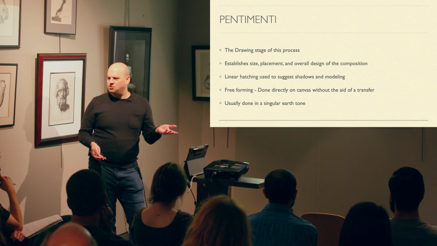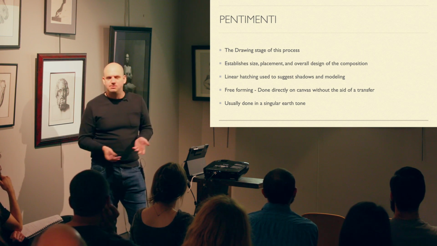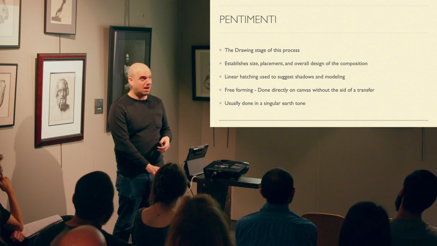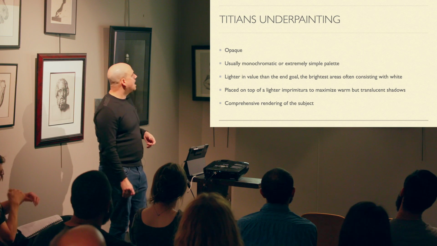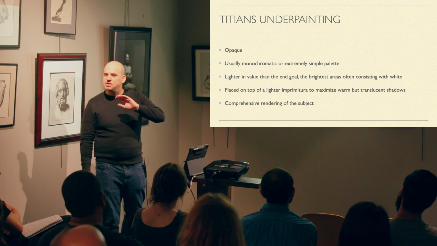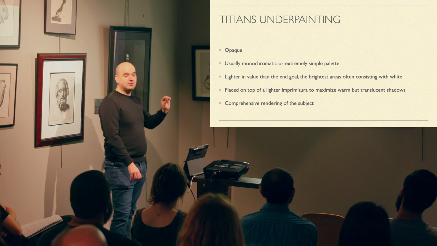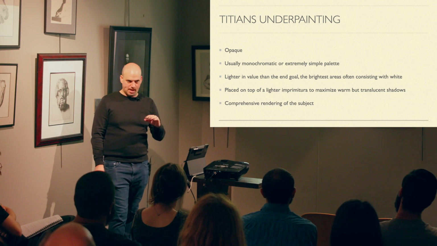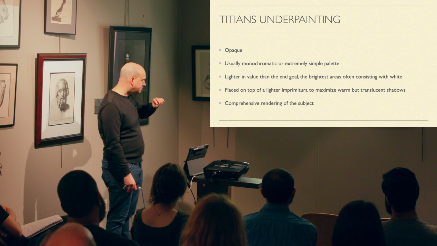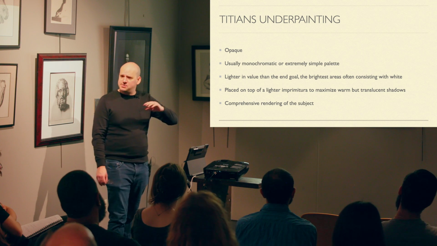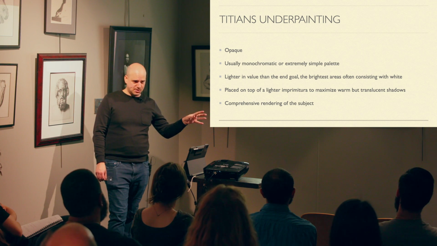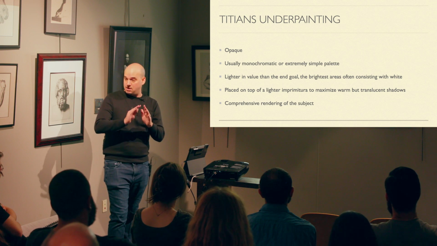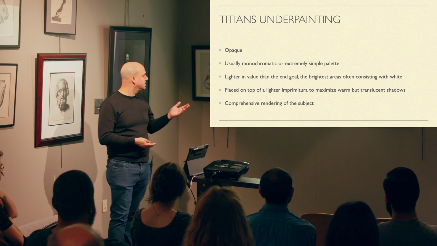And it was usually done in one single earth tone, which kind of makes perfect sense, just a singular dark earth tone to minimize any complications as far as modeling is concerned. So Titian's underpaintings, though, are deserving of a few different distinctions here. First of all, underpaintings are opaque by definition. They are just a fully opaque subject. So usually monochromatic, again, this should harken back to Raphael's process, where after the initial local colors are laid in, he models with that color plus white, very similar.